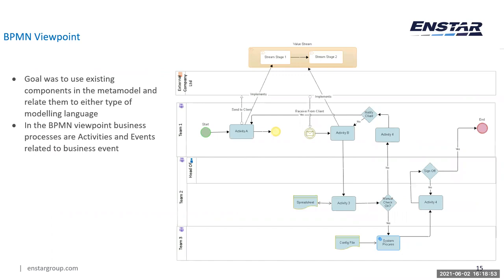Our BPMN viewpoints, the goal here was to use the existing component types in the meta model as much as we could, so that when we talk about a business process, either in an Archimate focused diagram or a BPMN diagram, they are the same thing. And that was easy to do. What we're able to show here is that the activities that you see here are actually just business processes. And the events, the triggers, are business events. And we used super types and derived types to show which are message events, for example, or start and end events. And those then can be linked to the value streams here.